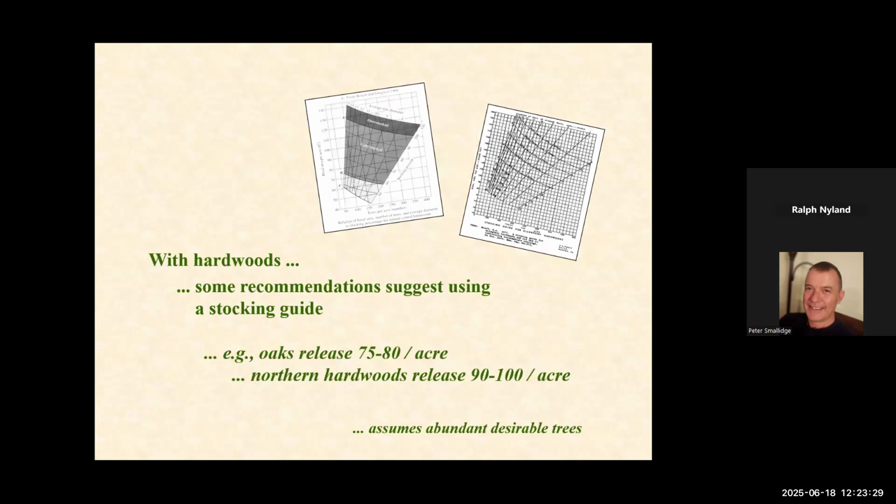In hardwood, some recommendations suggest using a stocking guide to determine how many trees would be present when the stand reaches a size for maturity. So for example, in oaks, if you grew those to 15 to 18 inches, it would be somewhere between 75 and 80 trees per acre. In northern hardwoods, you would release between 90 and 100 per acre, again, assuming that you have abundant numbers of desirable trees.